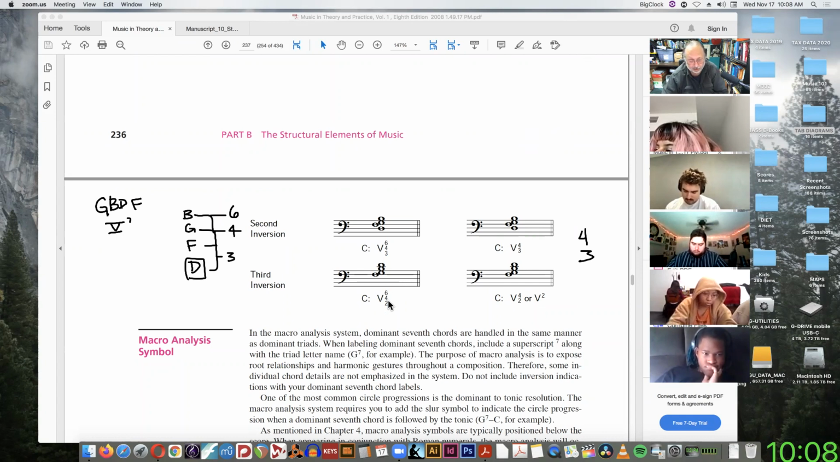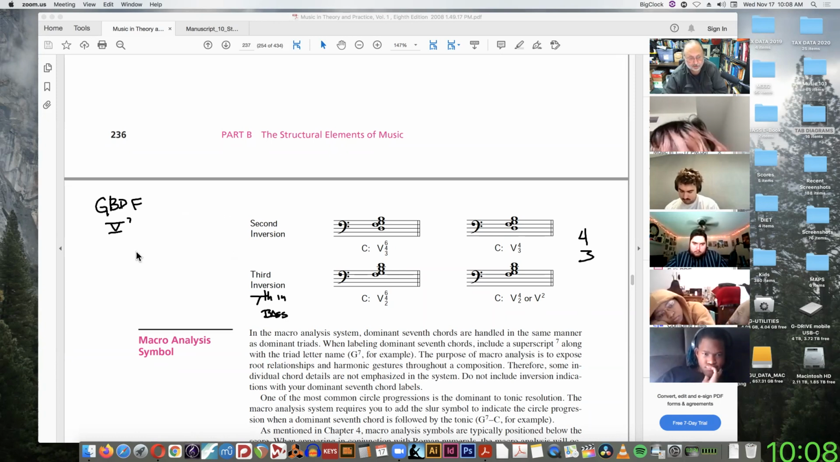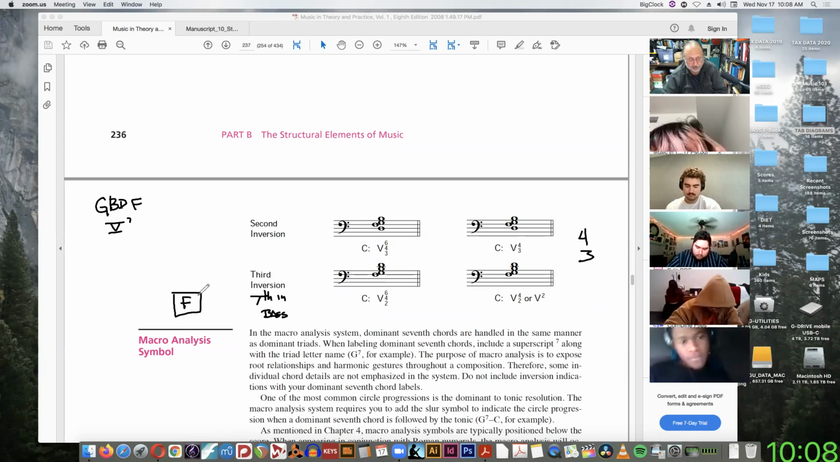Now the next one would be the third inversion. So second inversion is the 5th in the bass. Third inversion is the 7th in the bass, right? So now let's do this again. What's the 7th of the chord? Anyone? F, right? So F in the bass, right? So F, G, B, D, right?